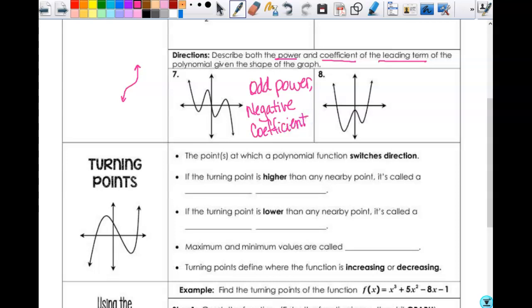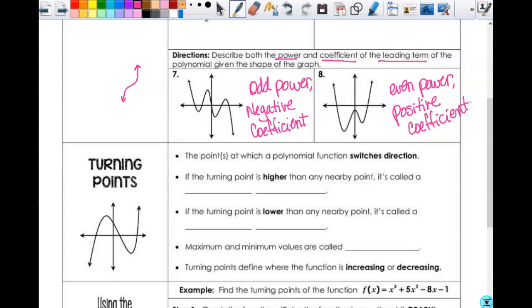Right? Then I look at 8. The ends are the same, so that makes this an even power. And they're up, up, so this is a positive coefficient. Right?